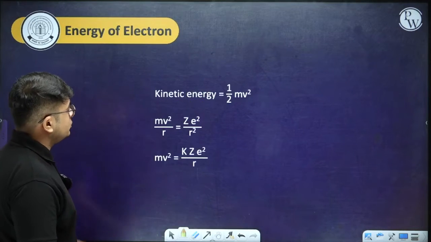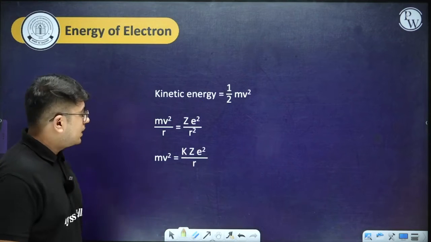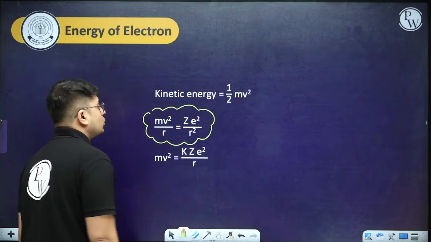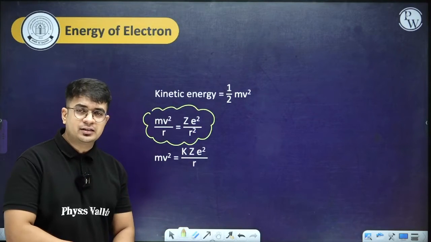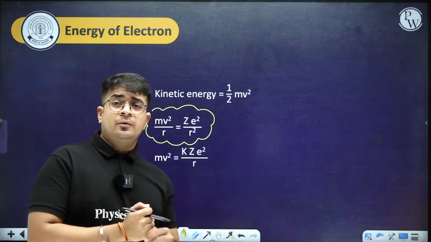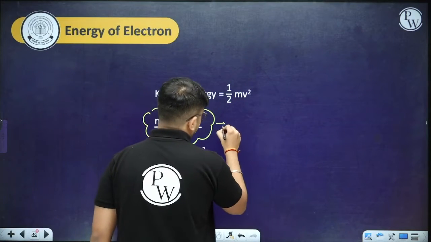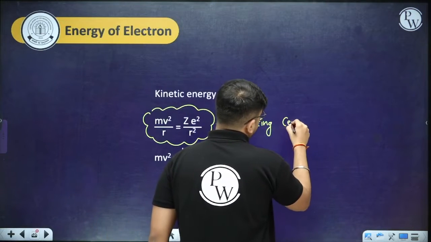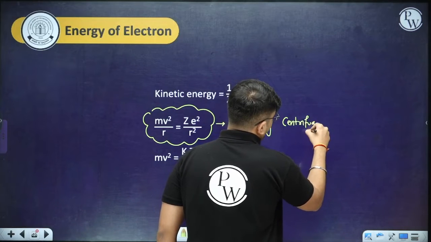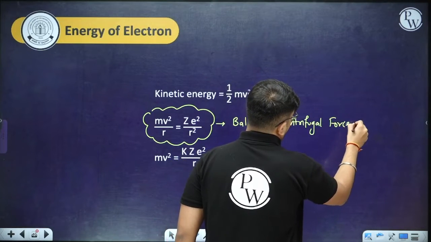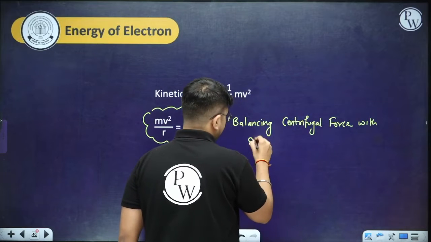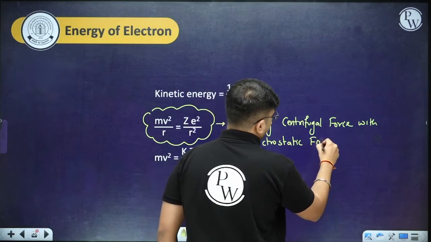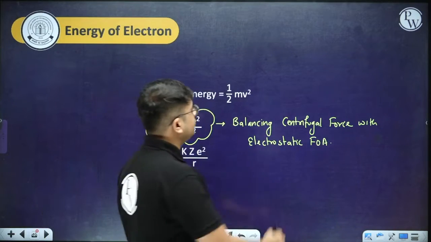Now the next portion, the kinetic energy, is half mv square. We can say that mv square over r will be equal to Ze square over r square. That part we have already discussed. We are balancing the centrifugal force with the electrostatic force of attraction. Okay, I can make the diagram again.